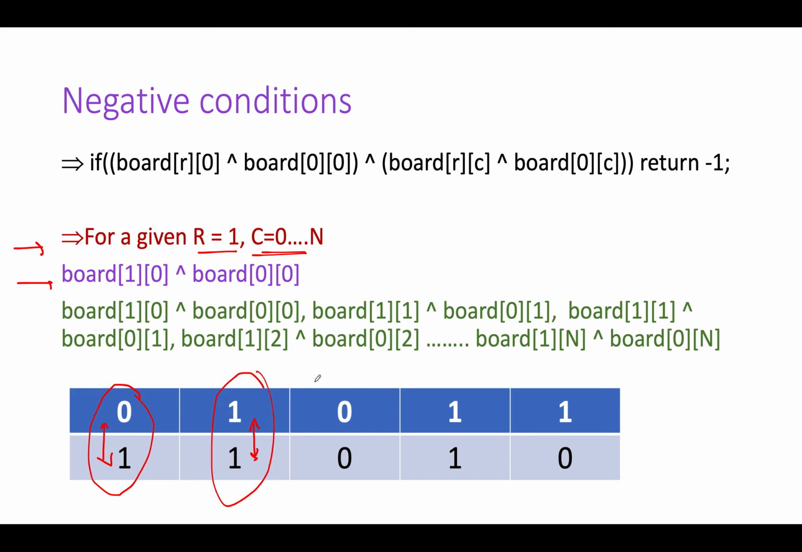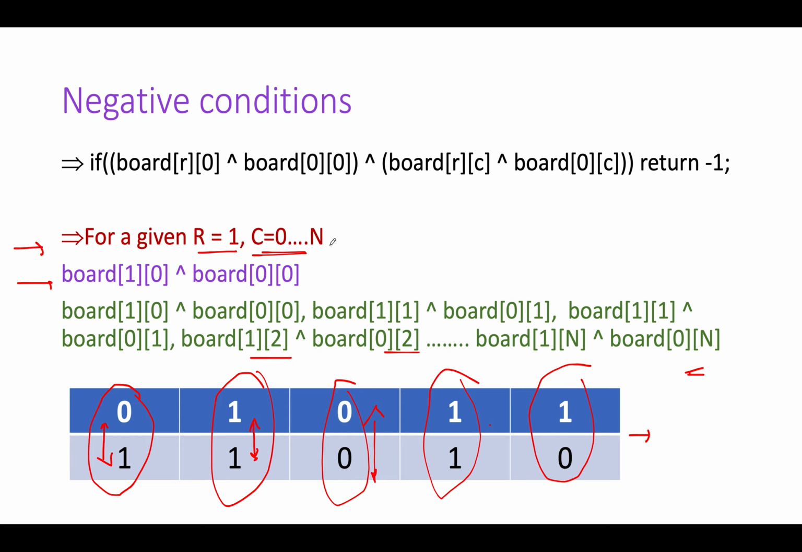Similarly, the relationship should be the same as 1, 2 and 0, 2. These two elements. The relationship should be the same as 1, 3 and 0, 3. Similarly, you keep on going till you reach n. You do it for all values of R.